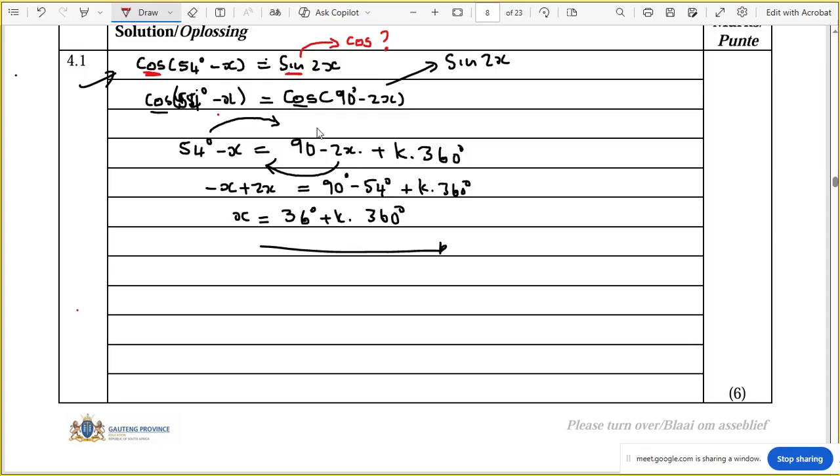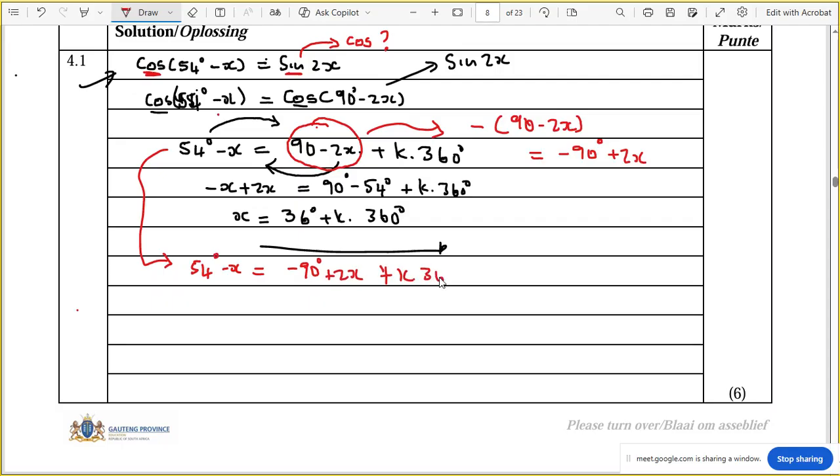Remember I said, this angle here is your reference angle, meaning that you can choose plus or minus. The other one that will be negative is negative 90 minus 2x. Multiplying out the bracket gives us minus 90 degrees plus 2x, meaning the other solution will be 54 degrees minus x equals minus 90 plus 2x plus k times 360 degrees.